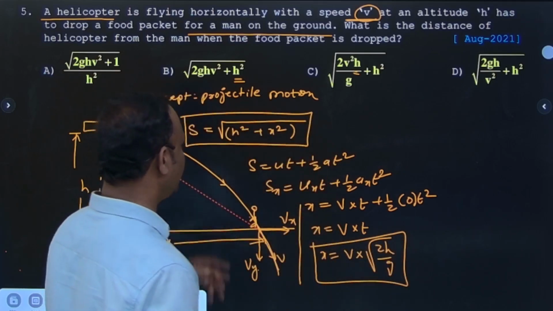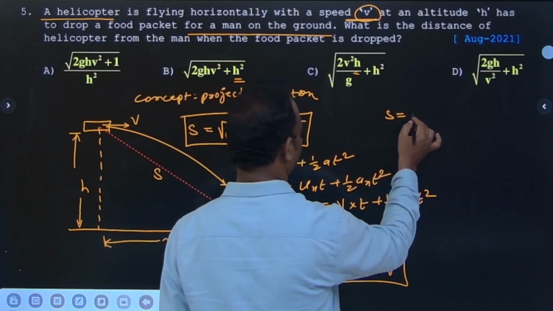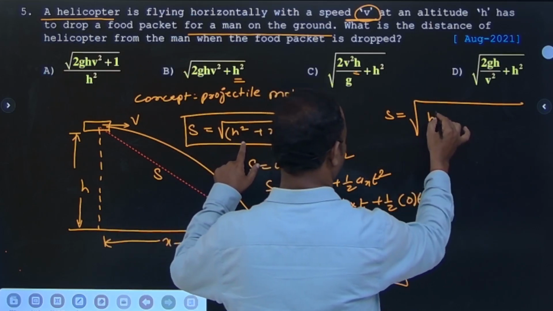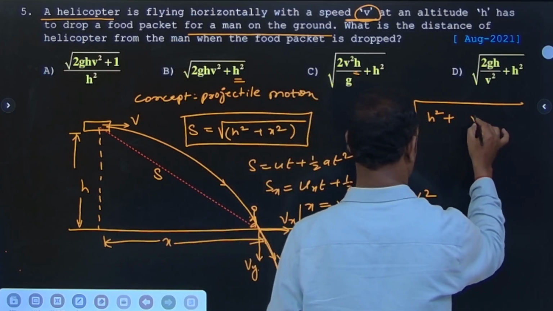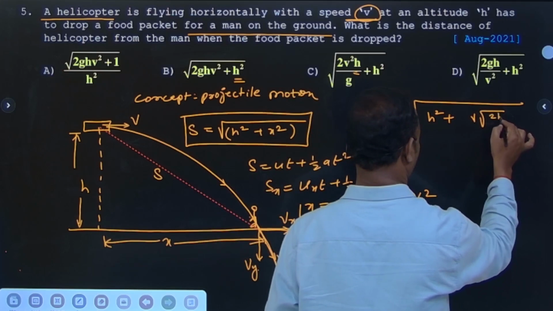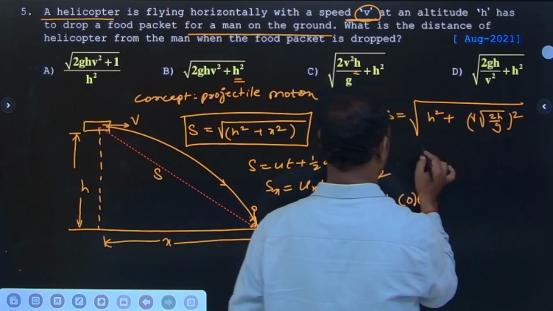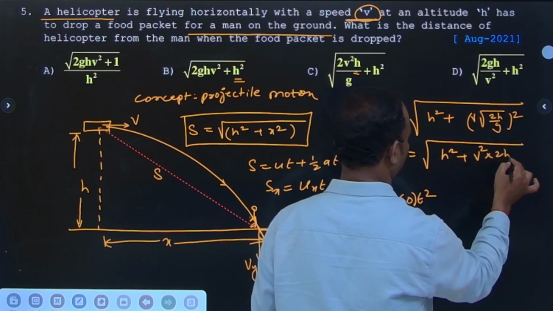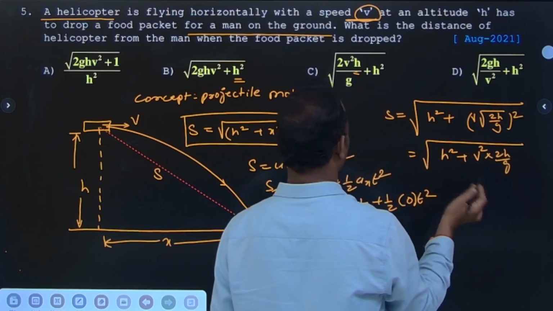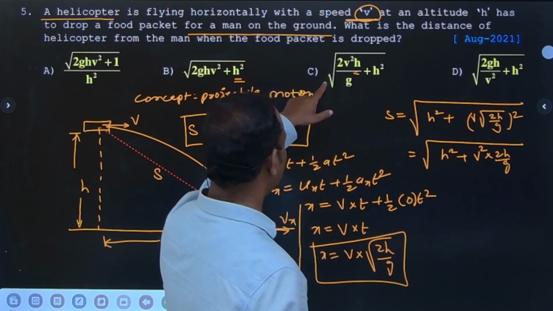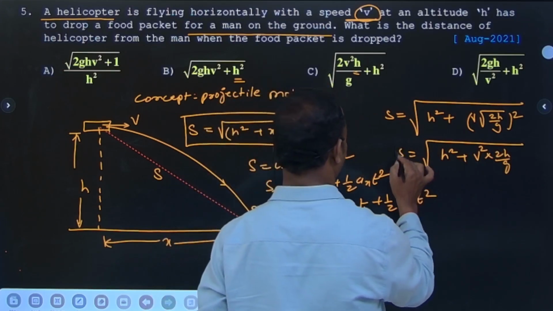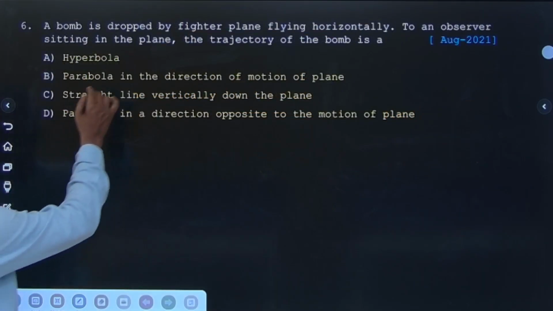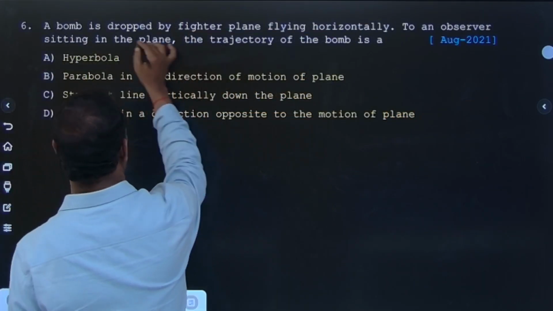Yes, so now we can substitute. S is equal to square root of h square as it is, plus the next one is v under root of 2h by g whole square. So this is equal to under root of h square plus v square into 2h by g. Yes, so h square plus 2v square h by g. So this is our answer. Option C is correct.